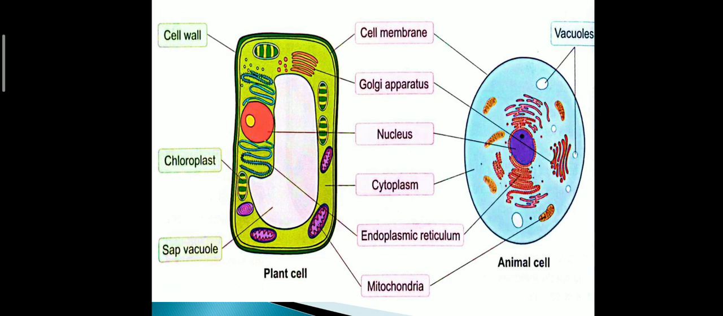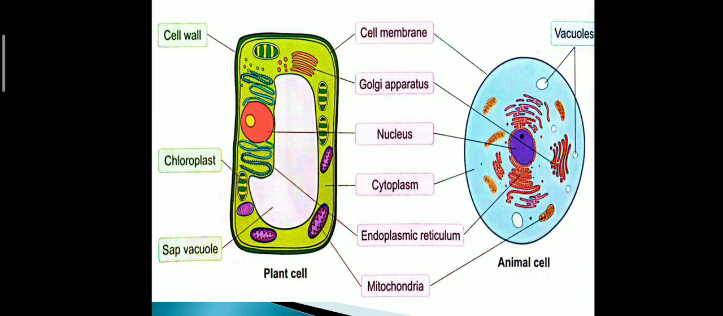This is the plant cell and the animal cell, and the parts that are common between the two cells, and also the parts that are found in the plant cell only. The parts that are common between animal cell and plant cell, repeat after me: cell membrane, Golgi apparatus, nucleus, cytoplasm, endoplasmic reticulum, and mitochondria.